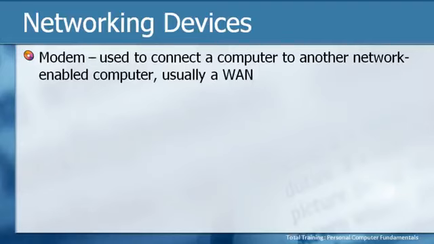But now we actually have other types of modems, like a cable modem. If you get your internet connection through your cable TV provider, then you have a modem, but it's a cable modem using the cable line instead of the phone line. So basically, a modem is just a device used to connect a computer to another network-enabled computer, usually in a wide area network. In other words, I'm usually dialing out of my house and to some other location.